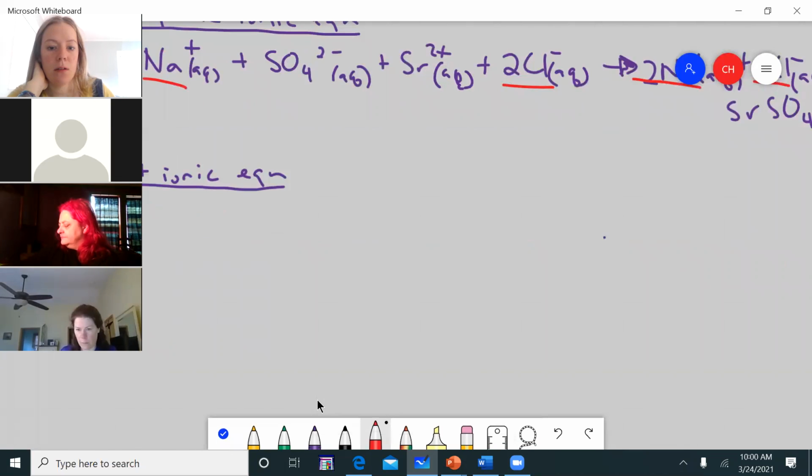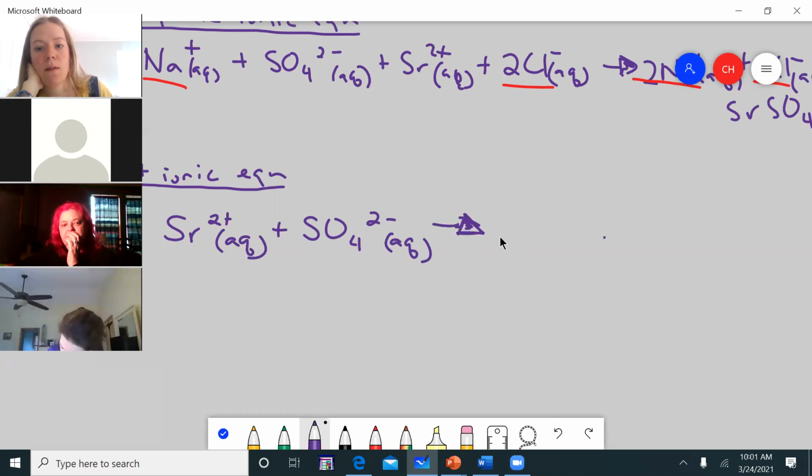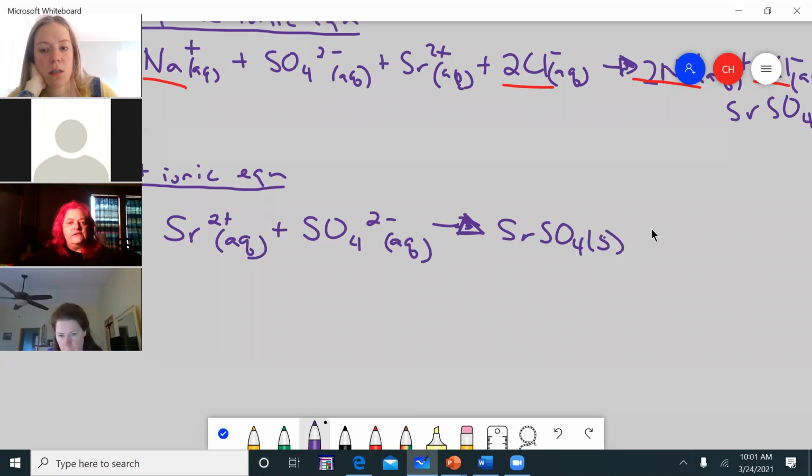Leave everything else out. I like to write the metal first and then the non-metal. So I'm going to write that strontium first. So Sr 2+ aqueous is going to come together with sulfate, SO4 2-, which is also aqueous. But when they come together, they form a precipitate, SrSO4, solid. And that would be the net ionic.